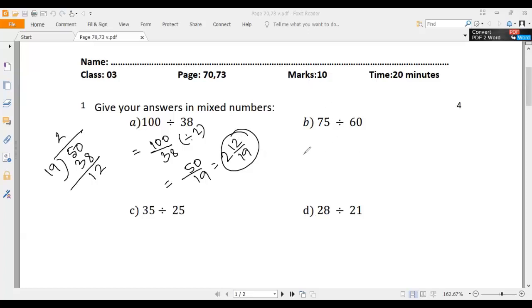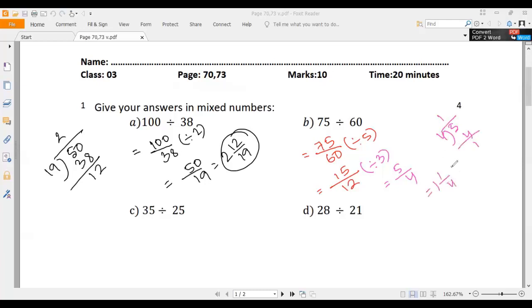Now number B. Number B says 75 divided by 60. So 75 by 60. If we divide numerator and denominator both by 5, what will we get? 5 15s are 75 and 5 12s are 60. Again, we can divide numerator and denominator both by 3. Then what will we get? 3 5s are 15 and 3 4s are 12. Now we have to convert this 5 by 4 into mixed. Then 4 1s are 4, remainder is 1. So our final answer should be 1 whole 1 by 4. So if we want to convert 75 by 60 into mixed number, it will be 1 whole 1 by 4.